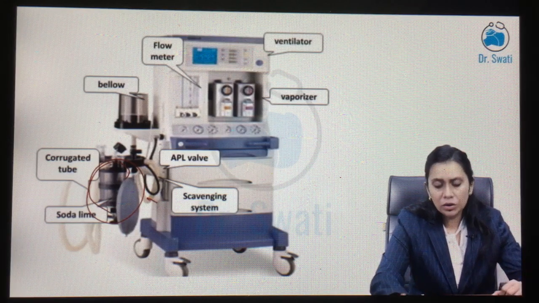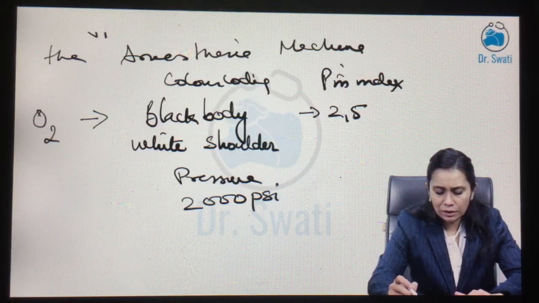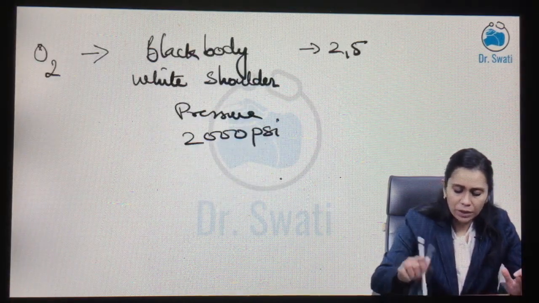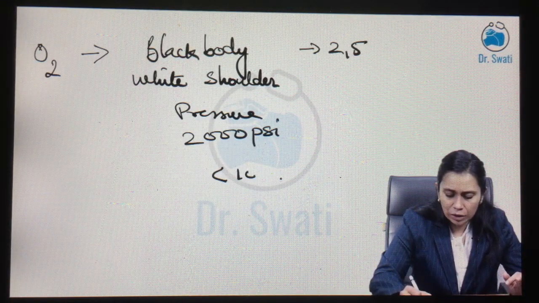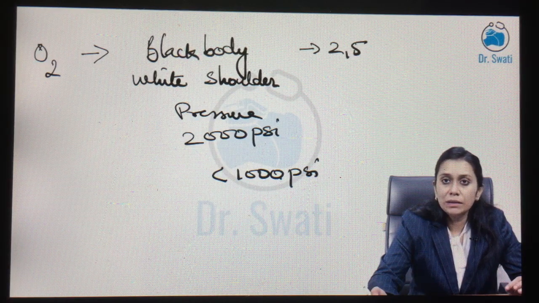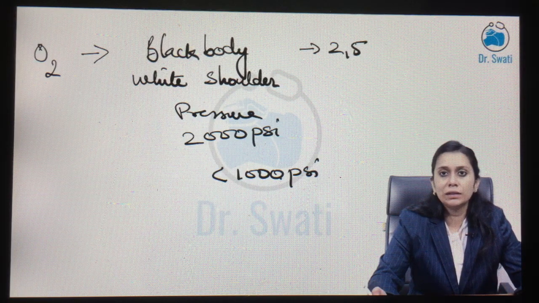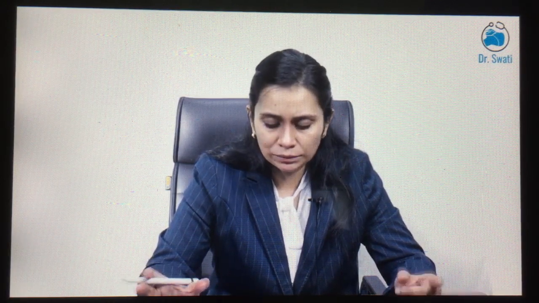If the pressure of oxygen cylinder is, let's say, less than 1000 psi, right? I never start a case. That means cylinder is less than half filled. I never start a case. It is mandatory to change the cylinder and then start a case. We never can start a case when the cylinder has a pressure of less than 1000 psi. Got my point, everyone? Okay.